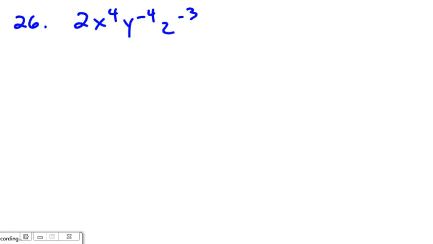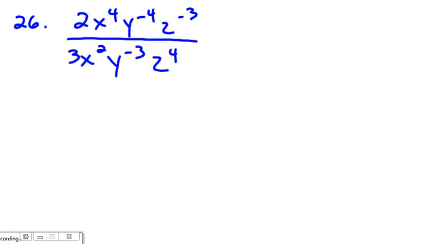Okay, so this is Properties of Exponents worksheet number 26. It says 2x to the fourth, y to the negative fourth, z to the negative third, all over 3x squared, y to the negative third, and z to the fourth. Okay, so again, remember that I said there's more than one way, more than one order to apply the properties and still be doing it correctly, right? So what I'm going to show you is just one of those ways.